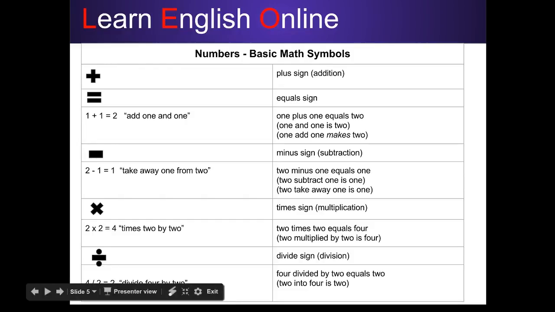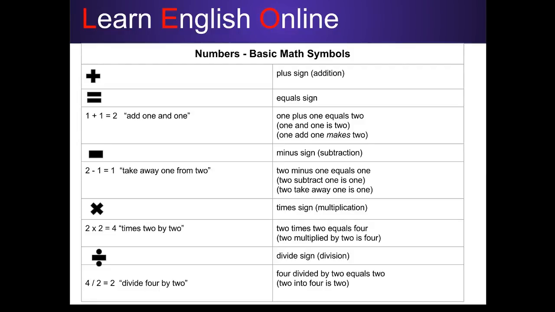Then we have the divide sign, which is part of division. Okay, so 4 divided by 2. So divide 4 by 2. Now you won't find a division sign on your keyboard, so we use the / when we're writing the sign. We use the / on your keyboard. On my keyboard it's Shift and the number 7. It might be different on your keyboard.